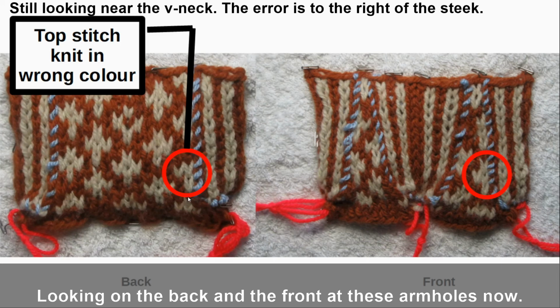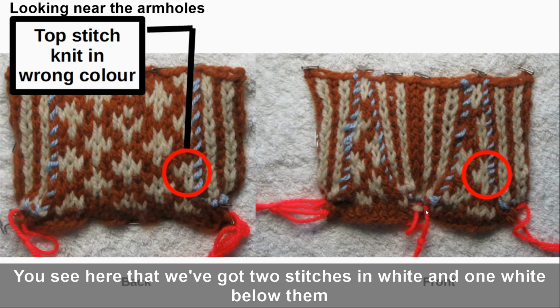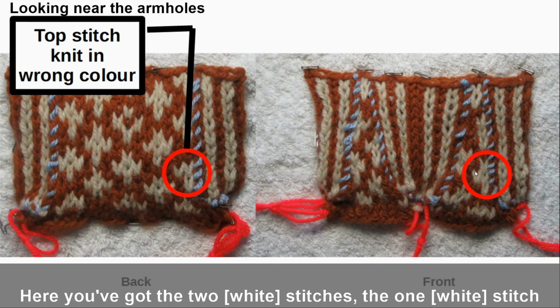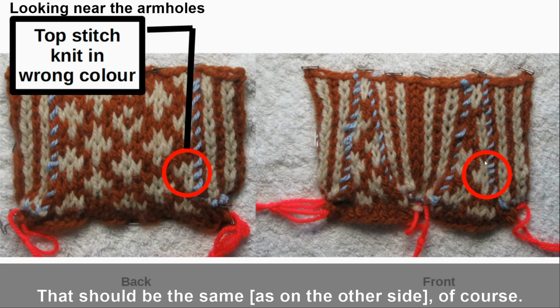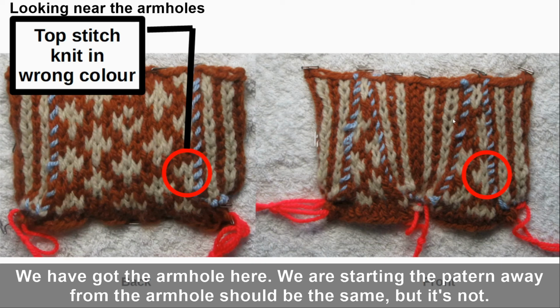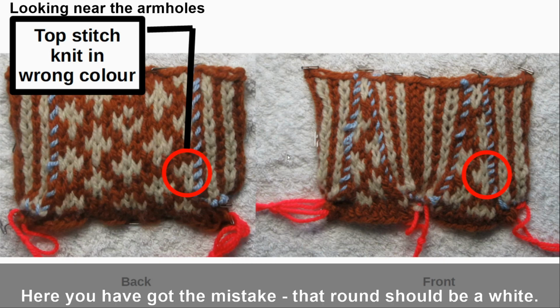So again, looking on the back and the front of these armholes now, you see here we've got two stitches in white and one white below them and a brown above that. Here we've got the two stitches, the one stitch and a white above it. That should be the same because we've got the armhole here. We're starting the pattern away from the armhole. It should be the same. It's not. So here we've got the mistake, and that brown should be a white.